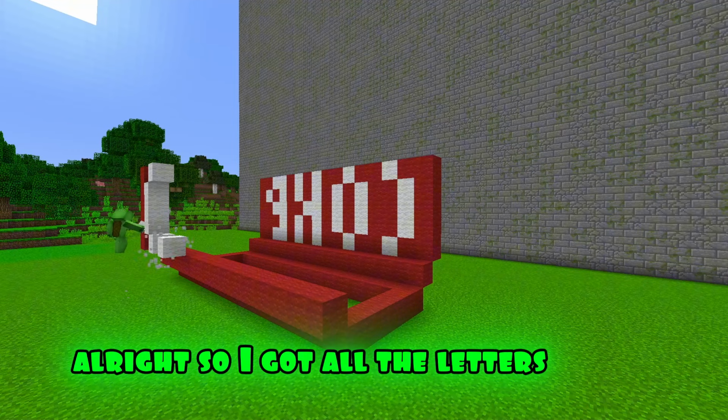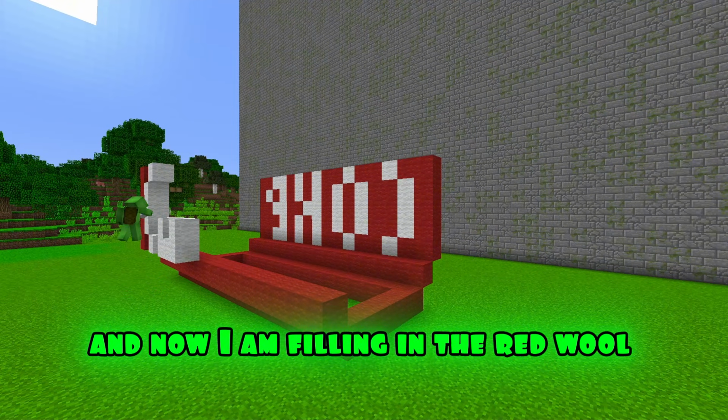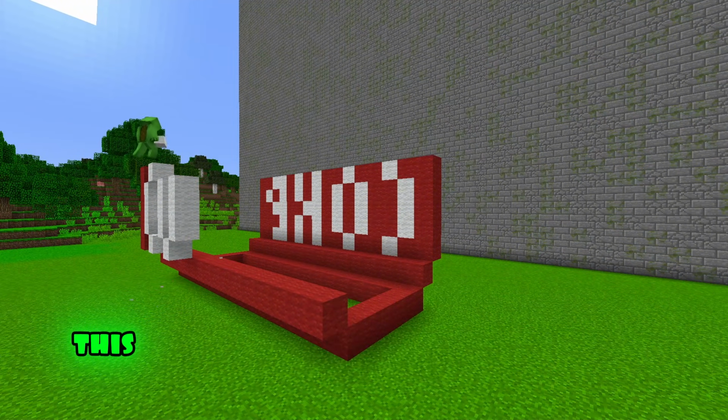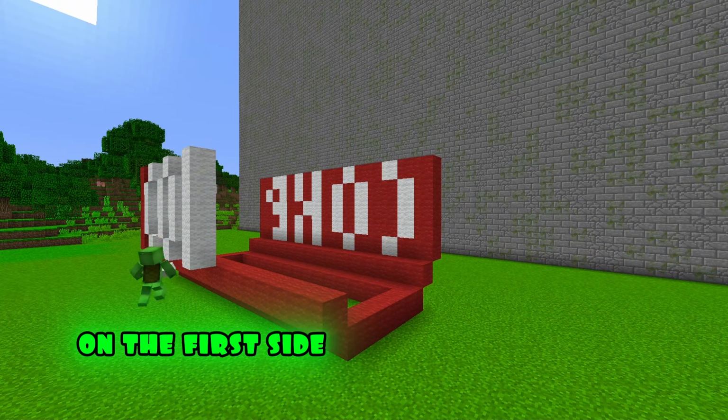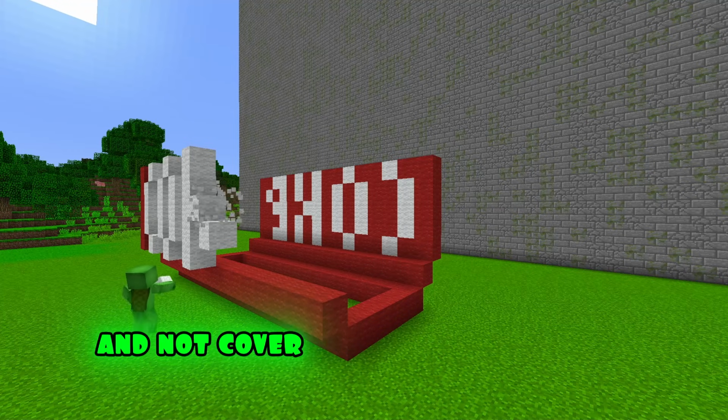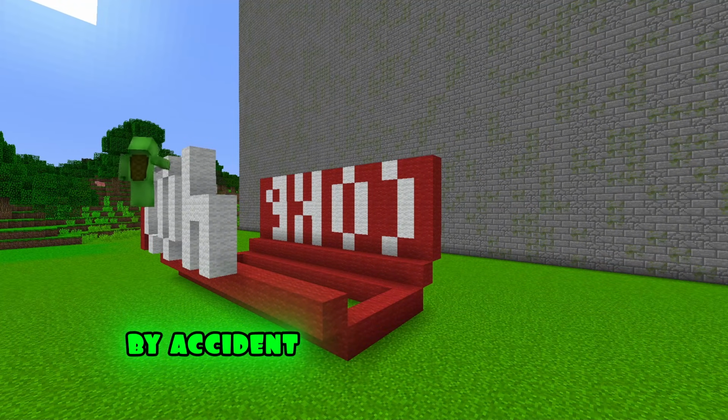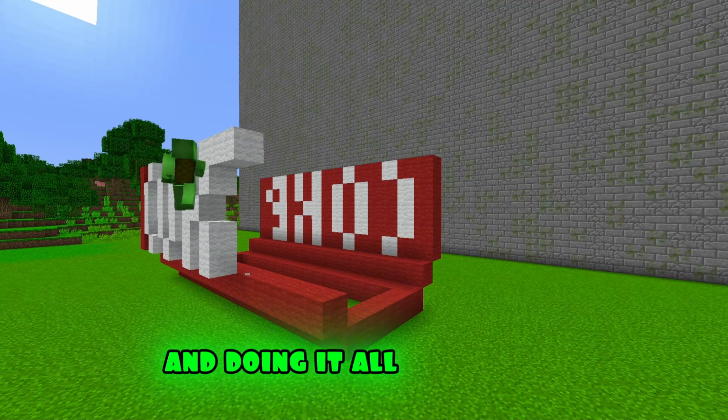Alright, so I got all the letters placed and now I am filling in the red wool around them again. The good news is, this goes a bit quicker the second time around because I already figured out the pattern on the first side. I just have to watch out and not cover up any white letters with red wool by accident, because that means breaking blocks and doing it all over again.